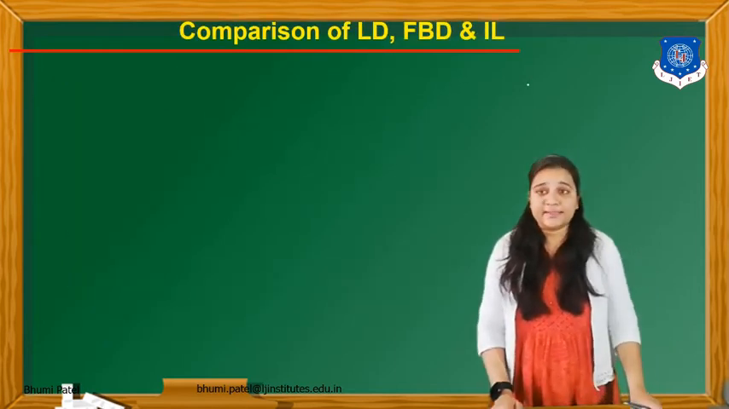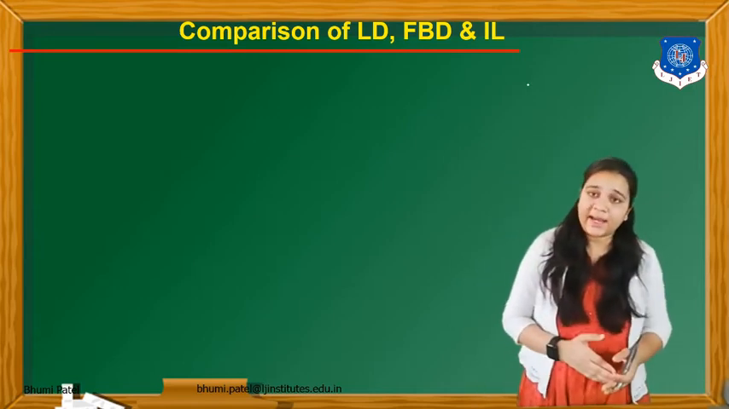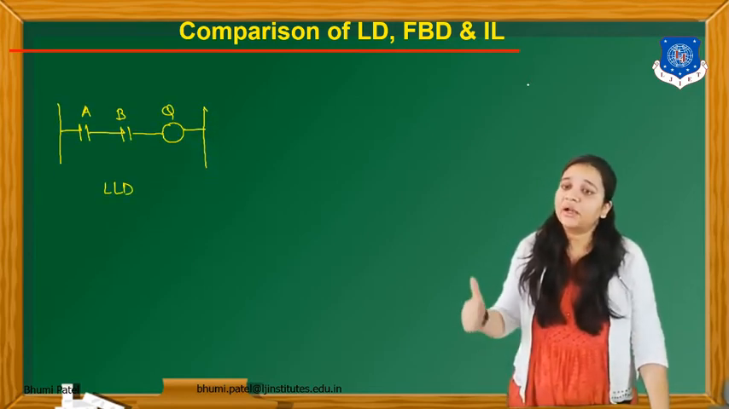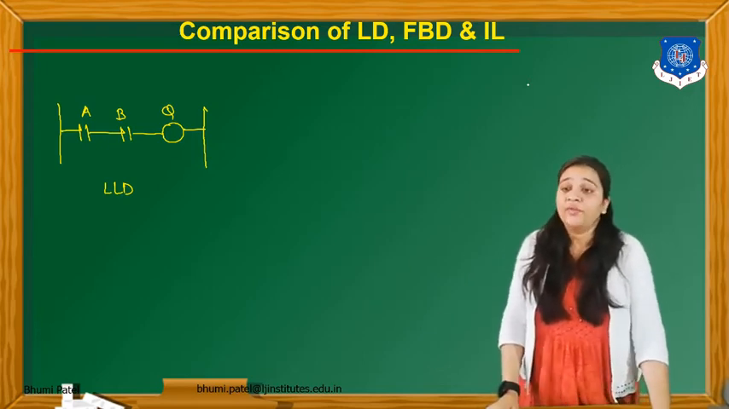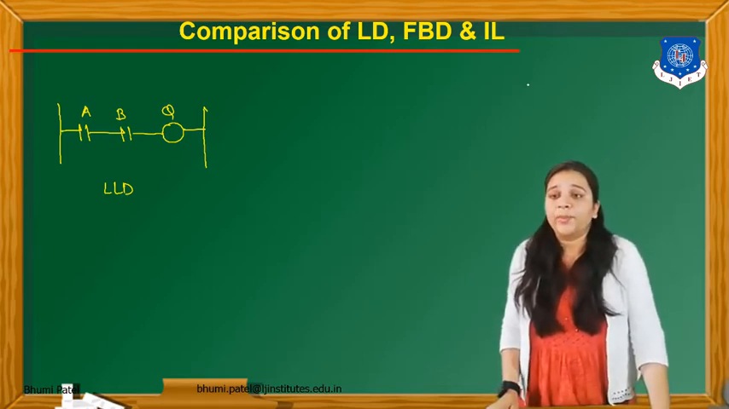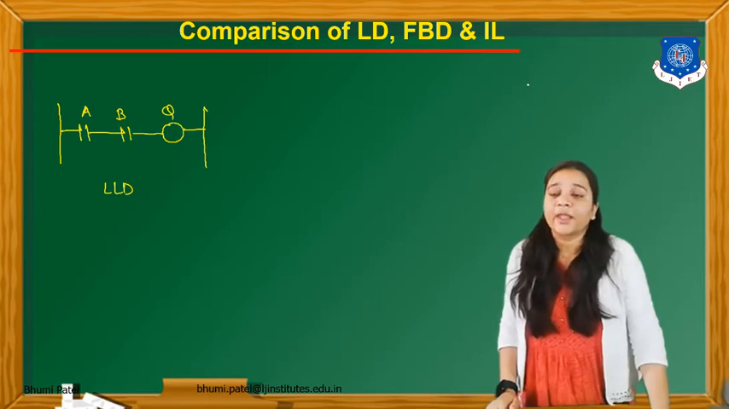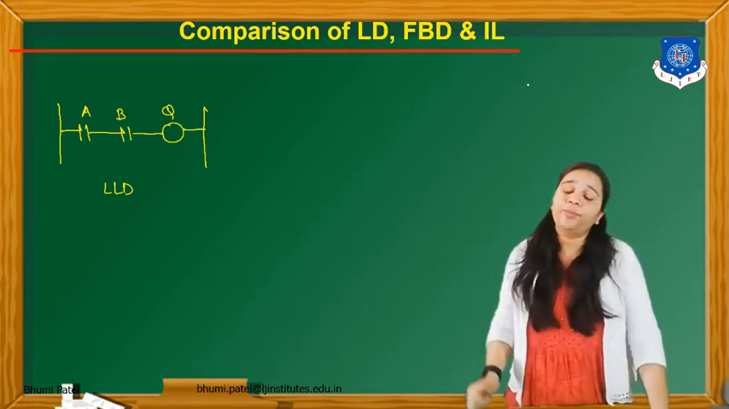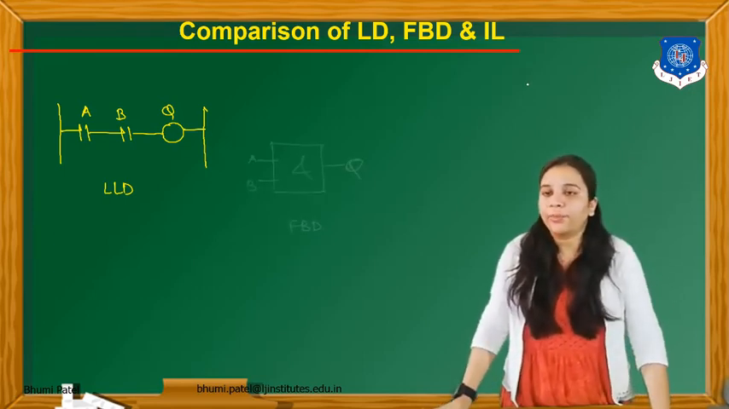Now in the exam they will ask you to compare the ladder logic diagram, function block and the instruction list. So this is a simple program using the ladder logic diagram. We have to connect the two inputs A and B in series connection and we can get the output. What is the actual condition of the input? If both inputs are on, at that time we can get the output on.